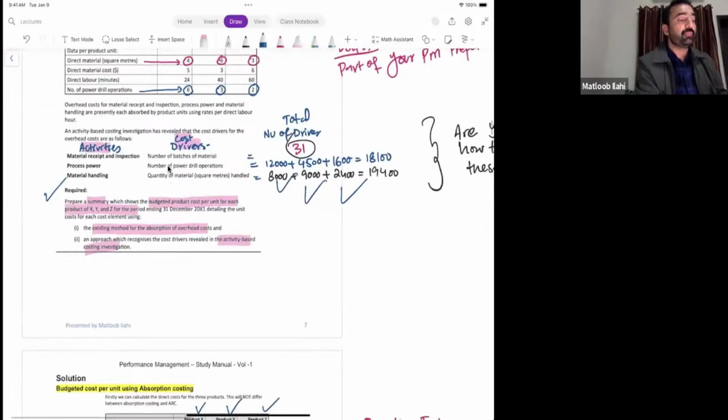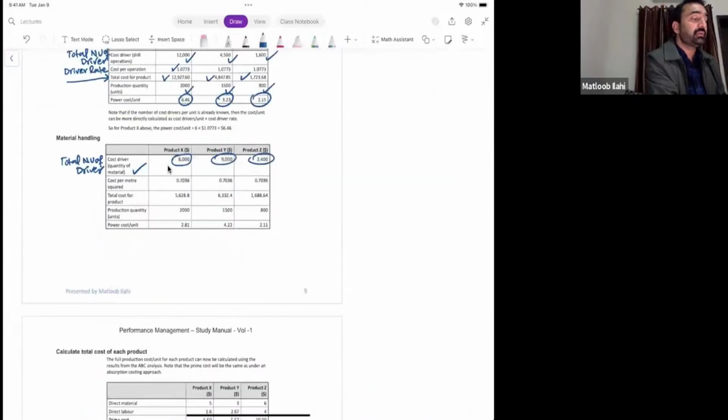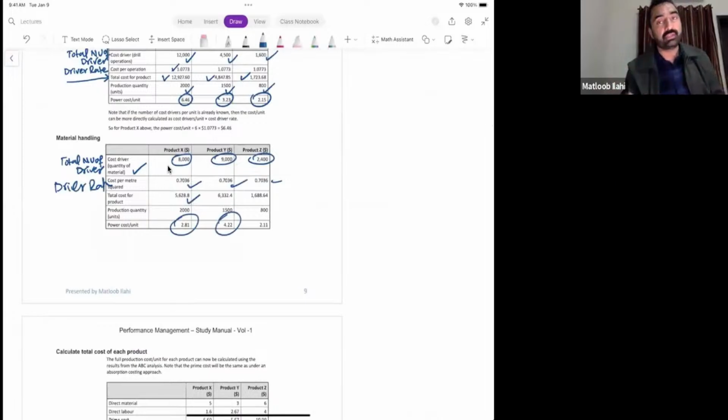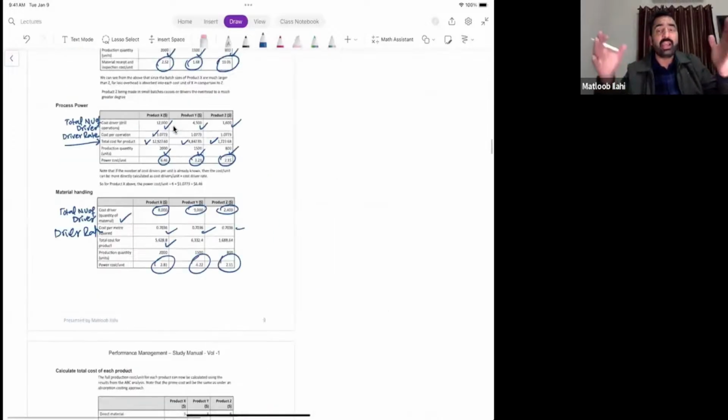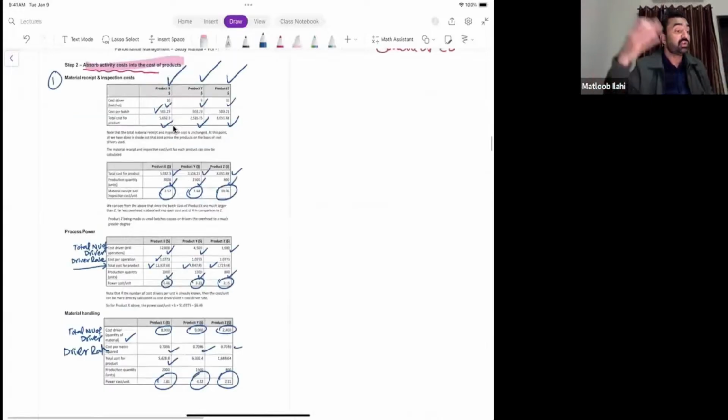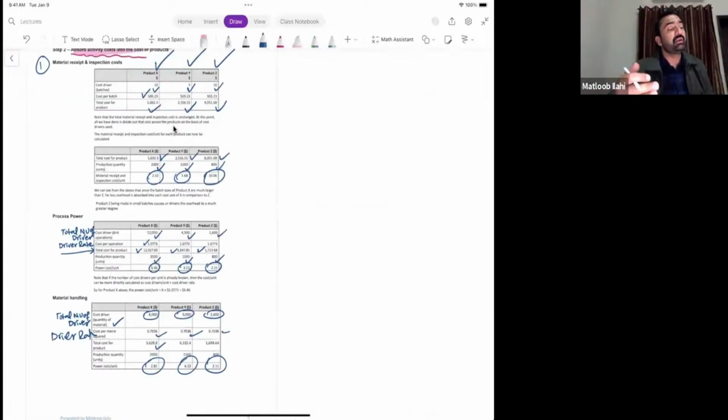Okay. So this one we can, and then it's the driver rate that we have calculated, multiplied. This is the total cost, and this is the cost per unit of product X, Y, and Z for material handling. So as I told you, this solution is a bit longer. The one I have done, I will share it with you later. That is more simplified, where formulas are used and everything I have provided with all details.